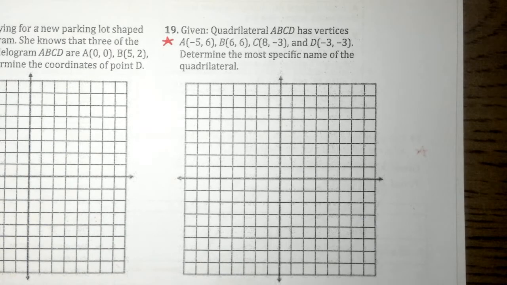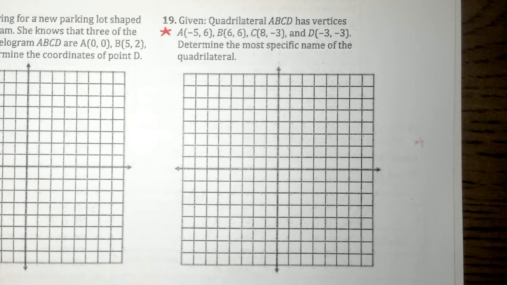Alright, number 19. Given quadrilateral ABCD has vertices of A negative 5, 6, B 6, 6, C 8, negative 3, and D negative 3, 3. Determine the most specific name for the quadrilateral.